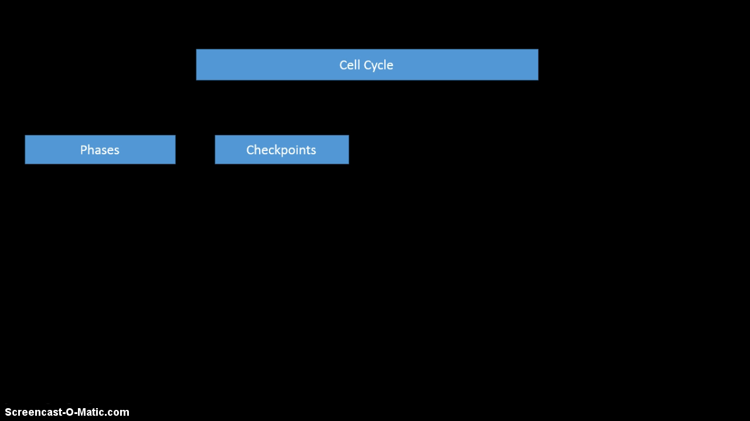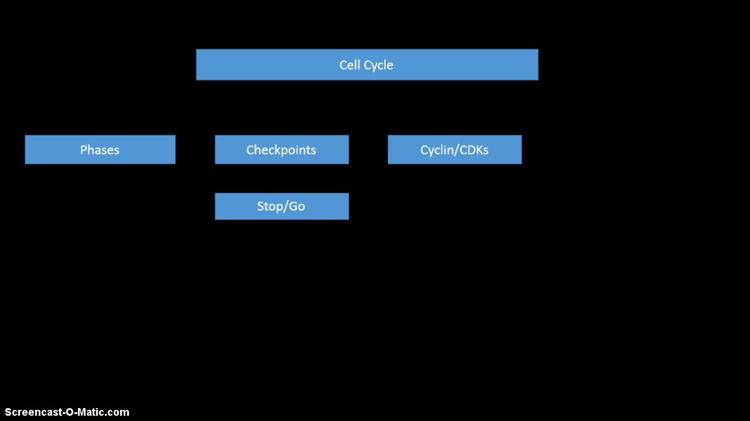In this podcast, we will talk about the different phases of the cell cycle. We will talk about the checkpoints where a cell is checked for certain crucial events. In that discussion, we will learn the stop and go signs. We will also talk about cyclins and cyclin dependent kinases or CDKs. The last thing we will talk about is what disruptions in the cell cycle could cause cancer. So let's get started.